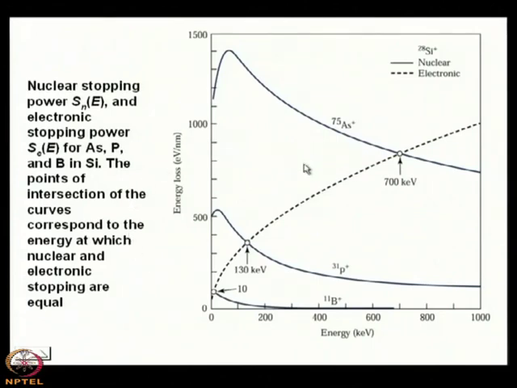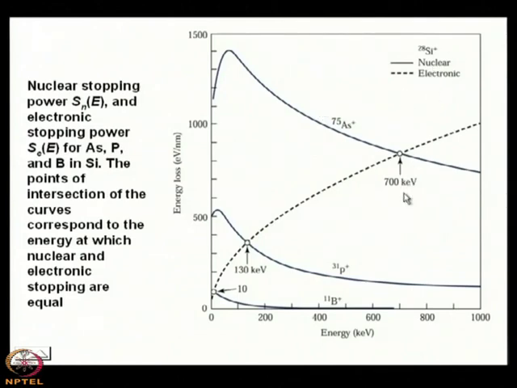Here you see that there are three ions we have used. One is arsenic, this is phosphorus and this is boron. Okay? Boron, phosphorus and arsenic, three ions we have used in silicon, obviously it is silicon. And the solid line is due to nuclear energy loss and the dotted line is the electronic energy loss. For silicon, the electronic energy loss is this dotted line, but for nuclear energy loss, there are three different lines for three different ions. Okay?